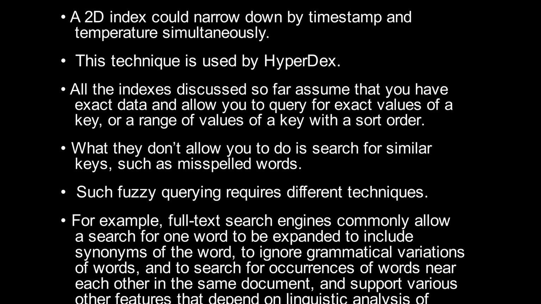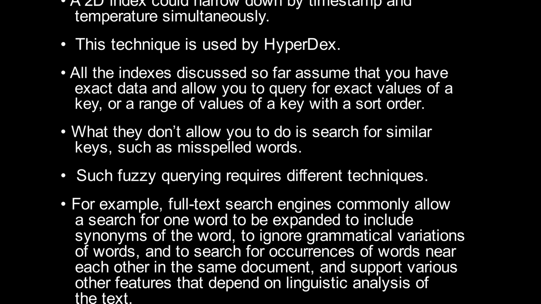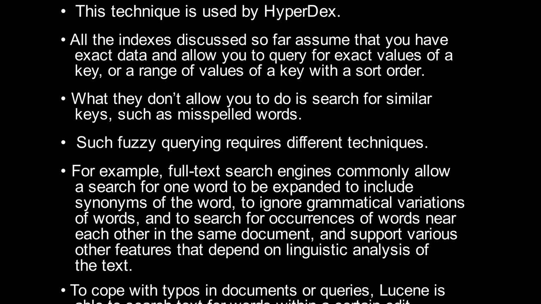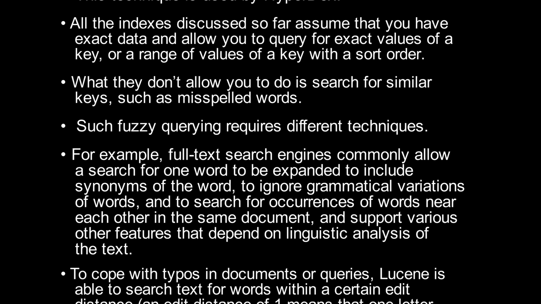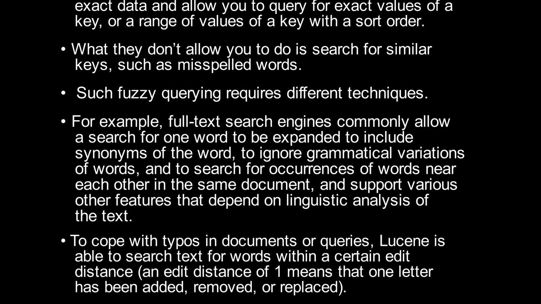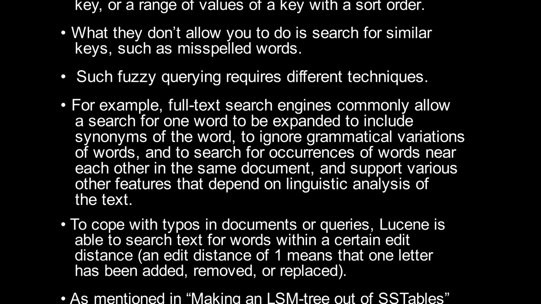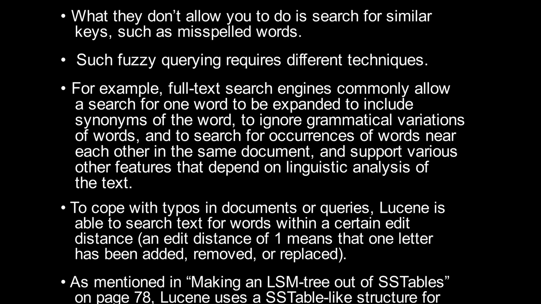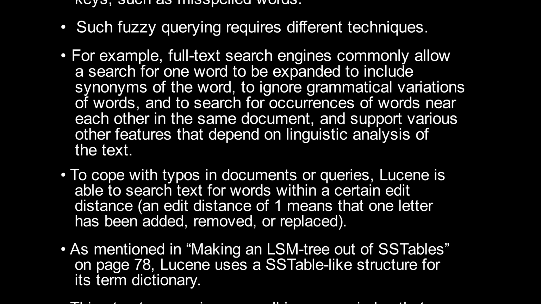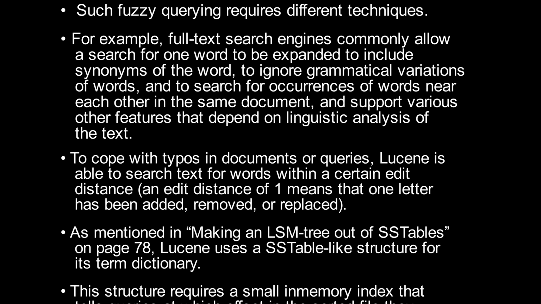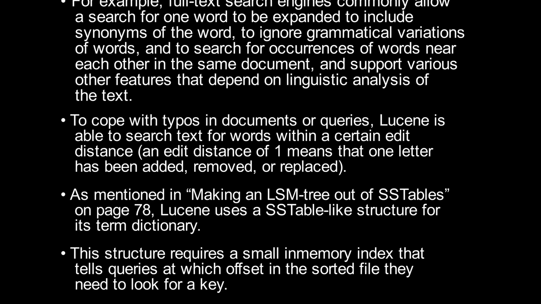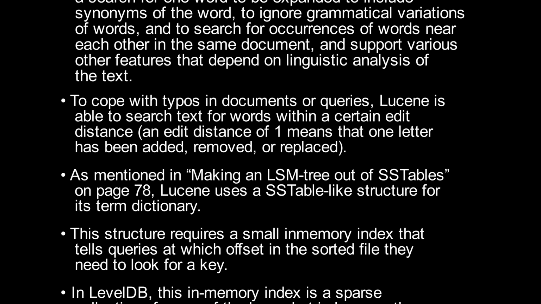For example, full-text search engines commonly allow a search for one word to be expanded to include synonyms of the word, to ignore grammatical variations of words, and to search for occurrences of words near each other in the same document, and support various other features that depend on linguistic analysis of the text. To cope with typos in documents or queries, Lucene is able to search text for words within a certain edit distance. An edit distance of 1 means that one letter has been added, removed, or replaced. As mentioned in "Making an LSM-tree out of SSTables" on page 78, Lucene uses an SSTable-like structure for its term dictionary.